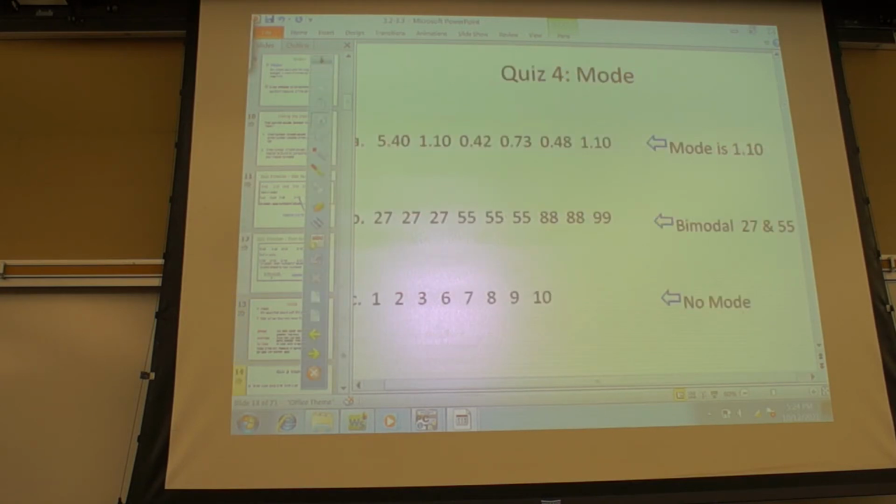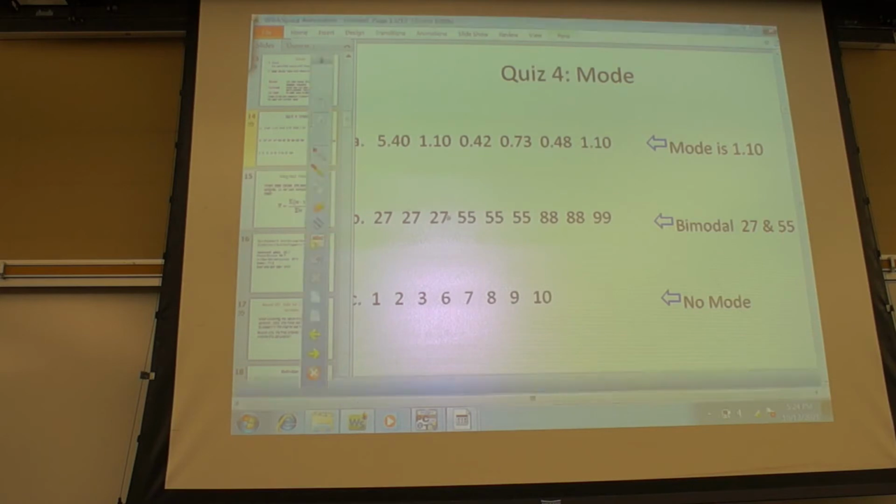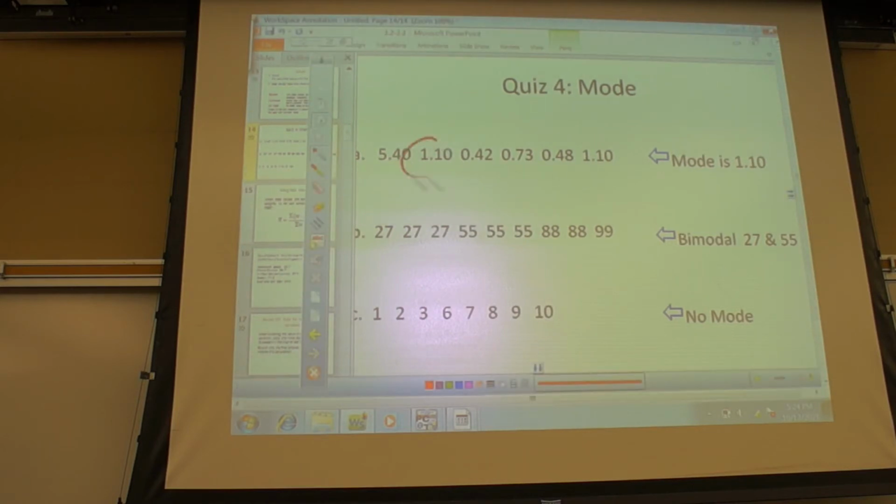So here's your quiz on modes. The first one, there are 2, 1, 10, so that's your mode. The second one, 27 and 55 are tied for first. They both have 3, tied for the most, so it's bimodal. And then C, none of them has more than any other one, so there's no mode.